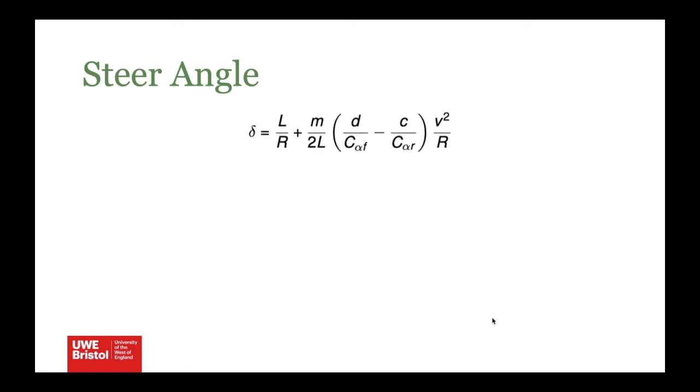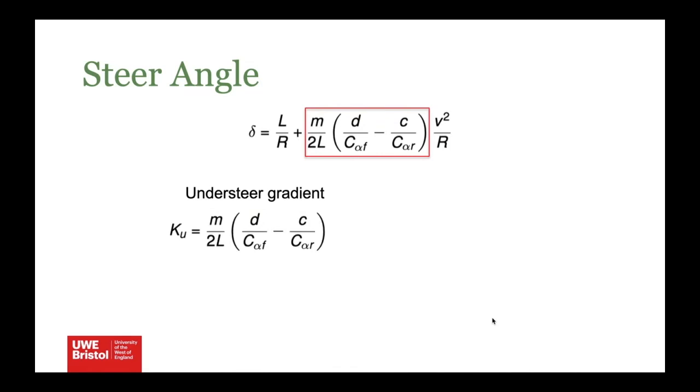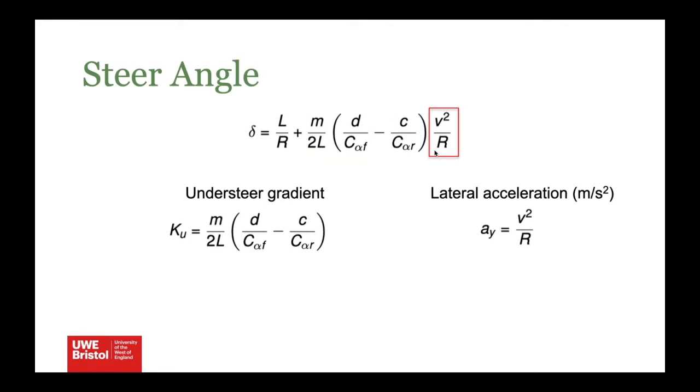Now we can look at this slightly differently. We can split this up and make some substitutions. This term here is known as the understeer gradient, and that is called Ku. It's a gradient, some constant, called the understeer gradient, and that's a function of the mass, the wheelbase, and the cornering stiffnesses of the car. And if you've separated that term out, then this term we've seen already. That term there is the lateral acceleration in meters per second squared.